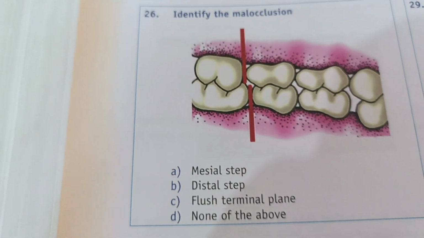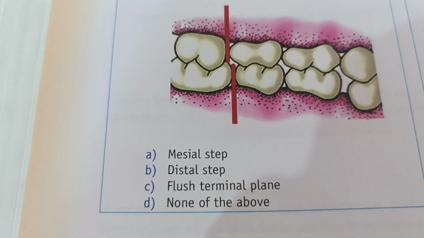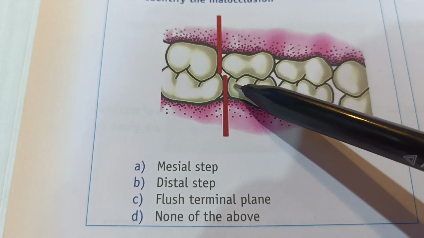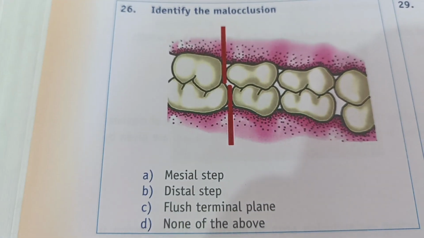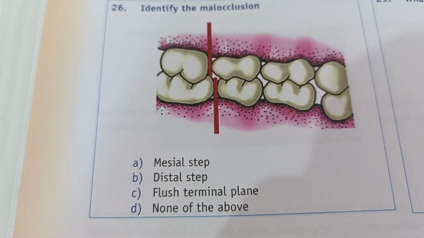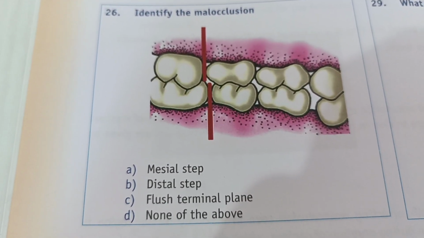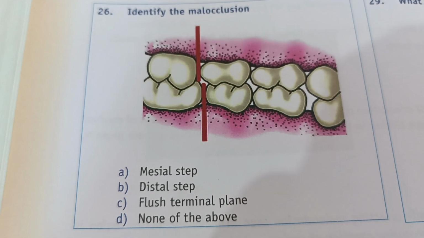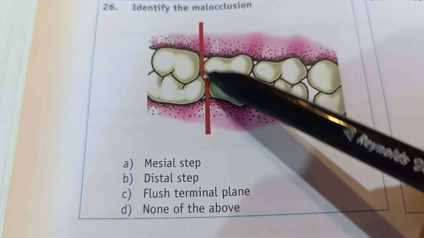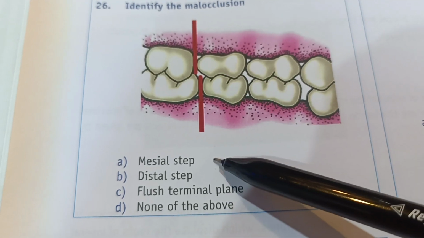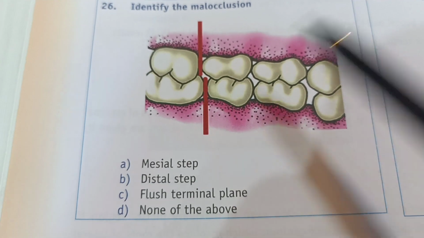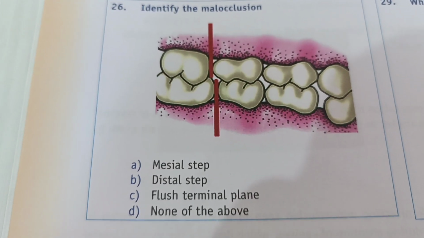Now come to the next question. Identify the malocclusion. Here you can see the malocclusion is going like this. The options are mesial step, distal step, flush terminal plane, and none of the above. This is a very basic and very important question, and very easy to solve. You can see the arrow goes mesially, it follows the mesial incline. So the mesial step is the right answer, option A.